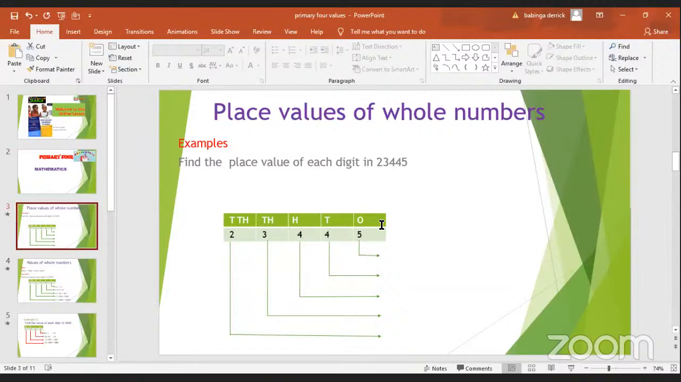When we are giving place values, we start from the right hand. From your right, you will have ones, represented by an O. Then we go to tens, represented by a T. We go to hundreds, represented by H. Then thousands, represented by TH. Ten thousands, represented by T, TH.